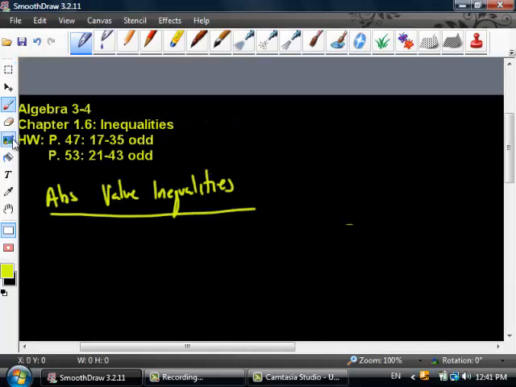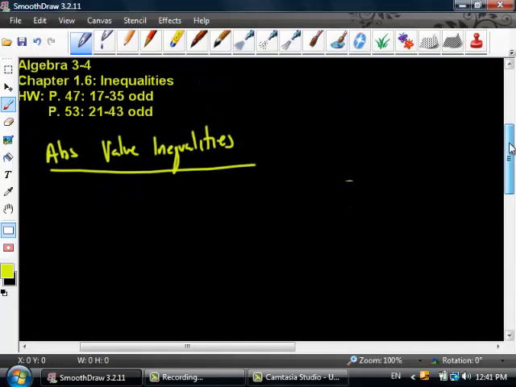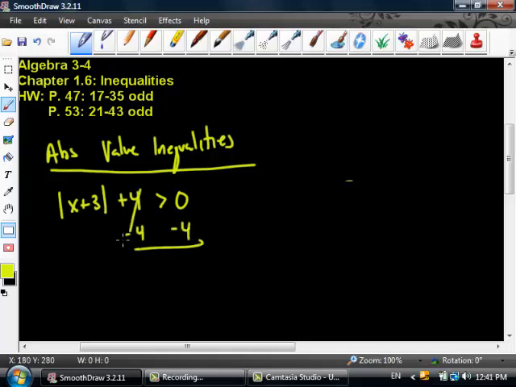Okay, couple little ways that they can mess with you. If they give you the absolute value of x plus 3 plus 4 is greater than 0, before doing any absolute value equation, what do we need to do first? Maddie? Subtract 4 from both sides. You got to get those bars by themselves, right? So we've got absolute value of x plus 3 is greater than negative 4.